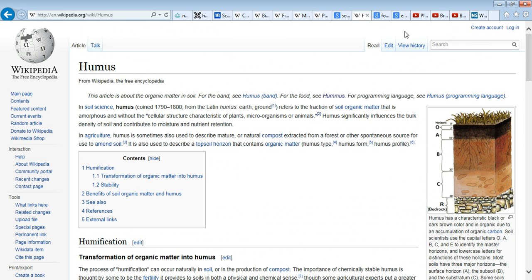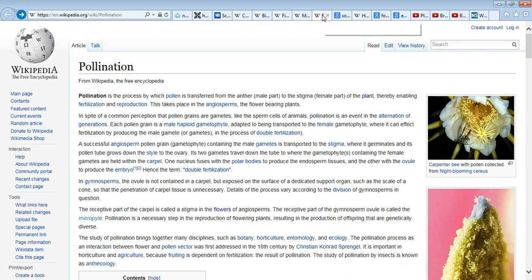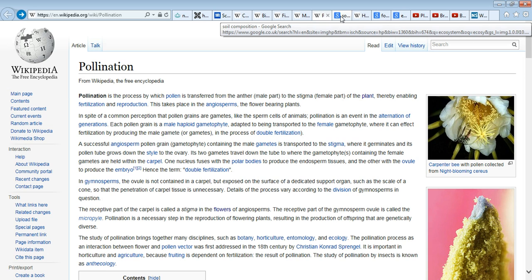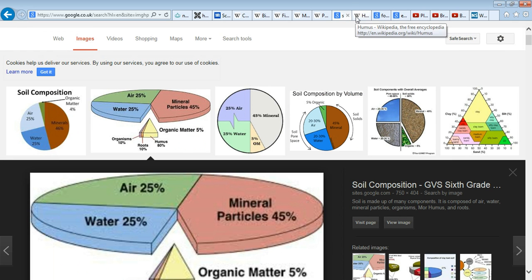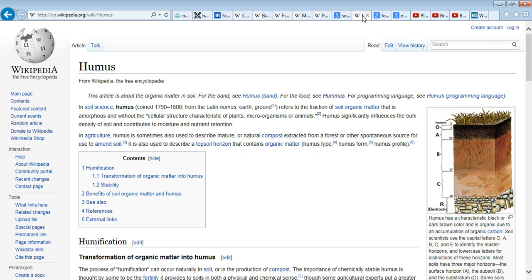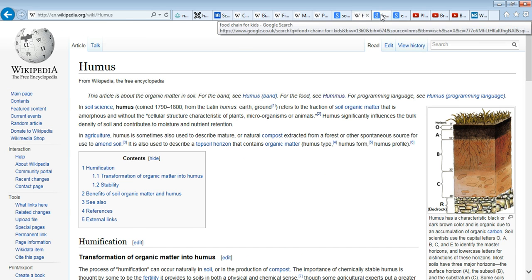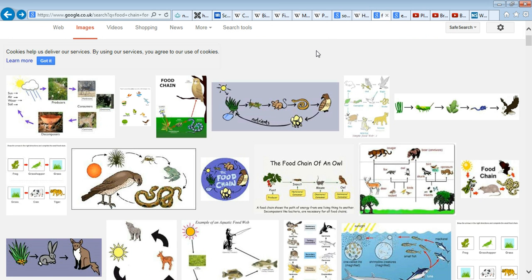Okay, so we've seen how complicated humus is. This is all to do with pollination, how complicated it is to have a flowering plant. You need soil, you need humus. We don't even understand what humus is. Okay, so let me take you to the food chain just to nail this point of the ecosystem and how things all need to be alive at the same time.